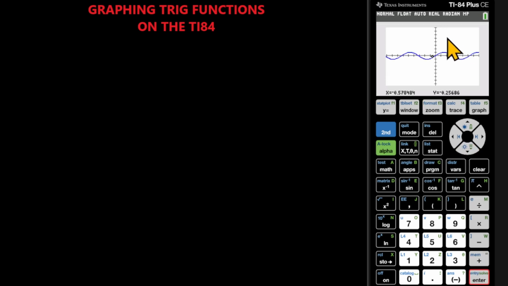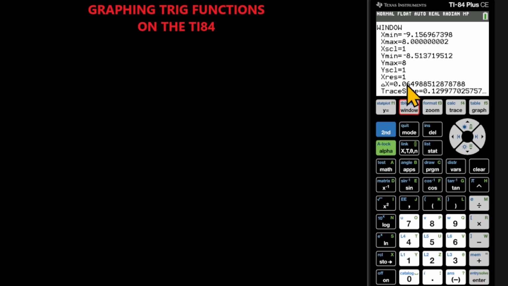And what I want to do to zoom in more accurately is I want to change the scale of the X and Y axis. So in order to do that, I push window, and then we'll see X min and max here and Y min and max here. And I want to set these boundaries, so for X min, we'll make that -2. And then I will come down to X max, and I'll leave that at 8.